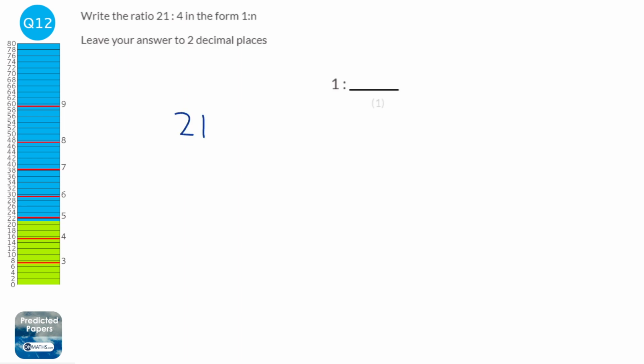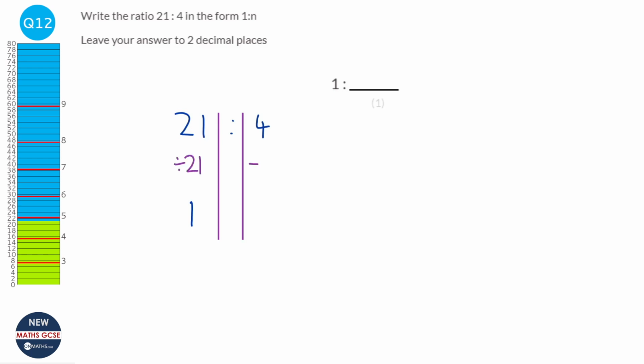So we're given 21 to 4 is the ratio. We're just going to have our lines in, because what we need to do is make the left hand side be 1. And to do that, for 21 I need to divide it by itself, divide it by 21, and we're going to do the same to the right hand side. So 21 divided by 21 is 1, perfect, that's what we wanted. 4 divided by 21 is 0.190 and so on. It says it wants it to 2 decimal places, so it's going to be 1 to 0.19.